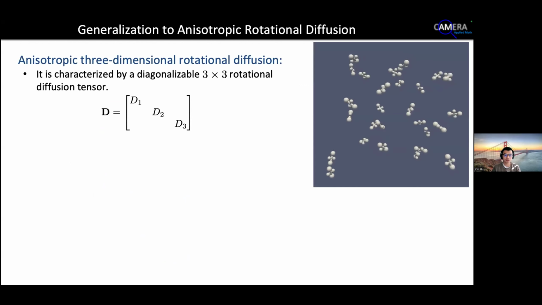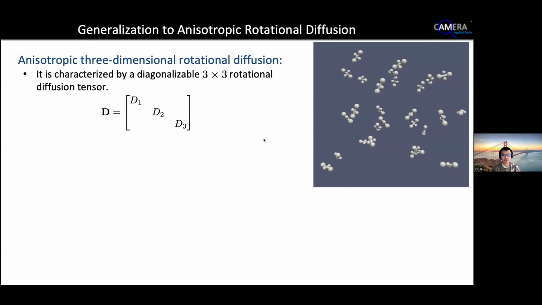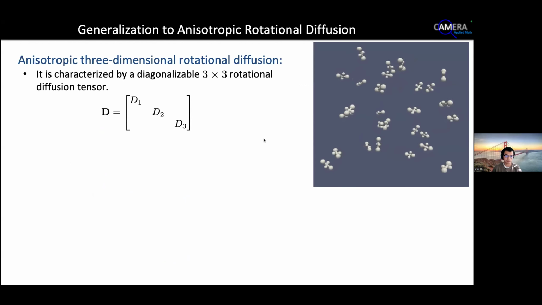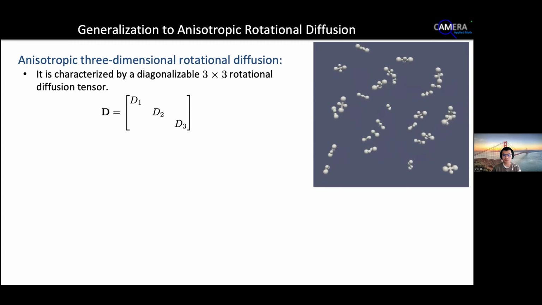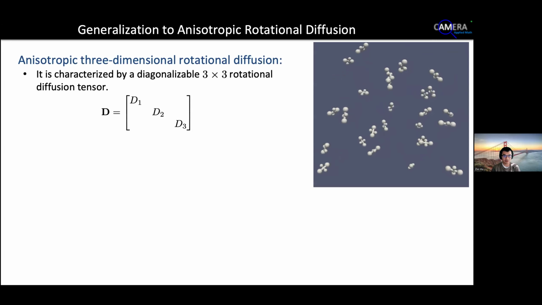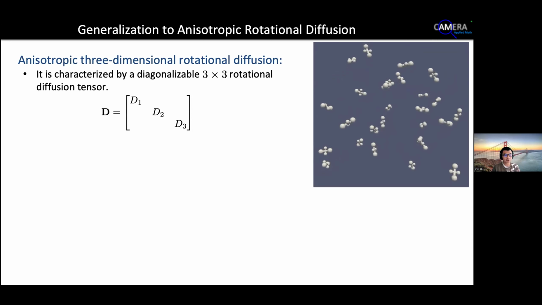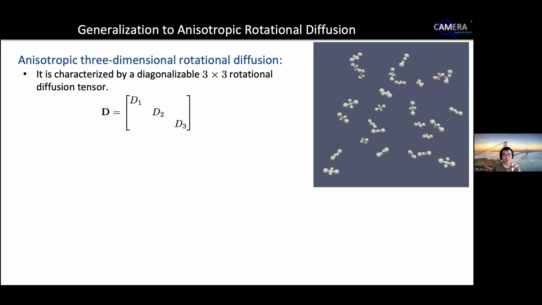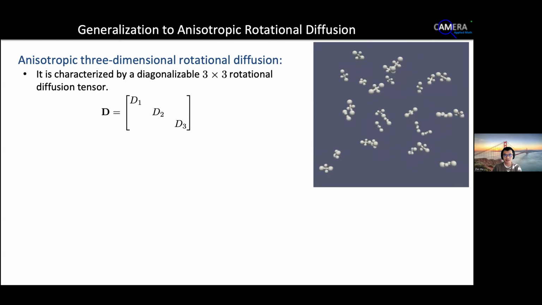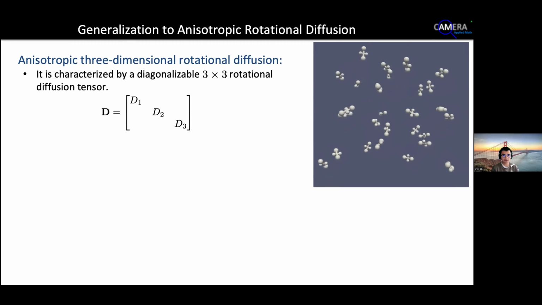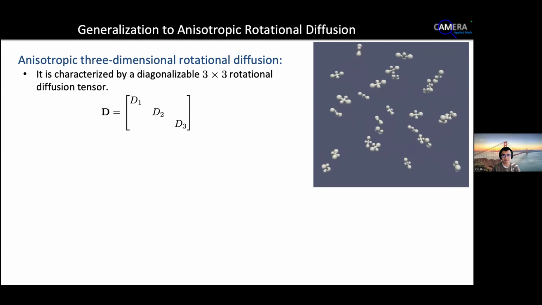Here I show a movie of three-dimensional rotation diffusion at the right side. We can see when the particles change their position randomly, they also rotate randomly. But in some cases, the anisotropic structure of the particle or some other causes will lead to what we call anisotropic rotation diffusion, in which the rates of the rotation with respect to different axes are different. Whereas in the isotropic case, the rates with respect to all the axes are the same.